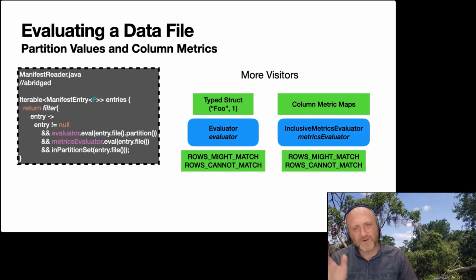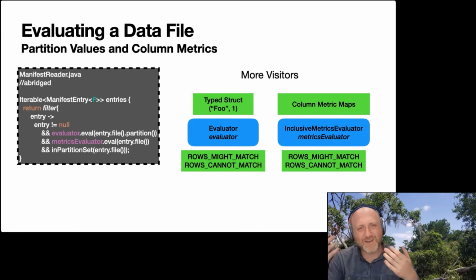So our first, the partition evaluator here, is basically using a class called Evaluator.java. Evaluator.java takes an Iceberg expression and evaluates a struct against it. So that's why we use that there. And then we have this other class called InclusiveMetricsEvaluator, which we use for evaluating all of those different serialized maps of min and max values, which has the code to do that.